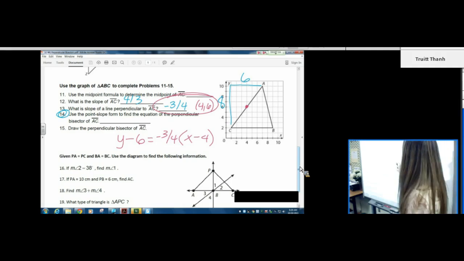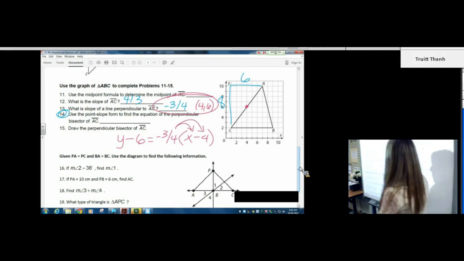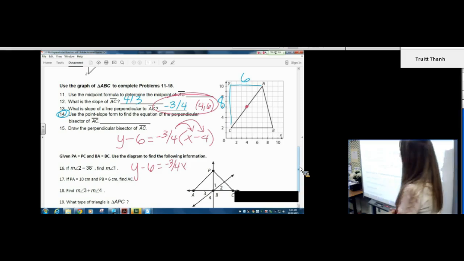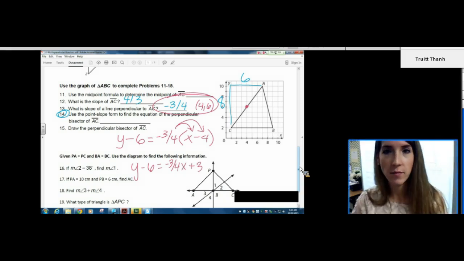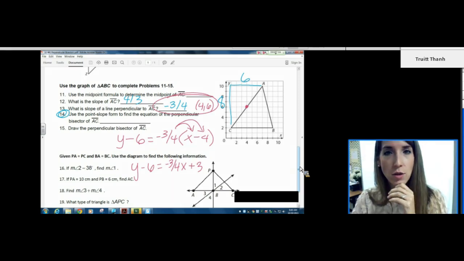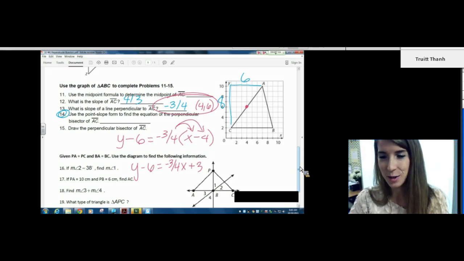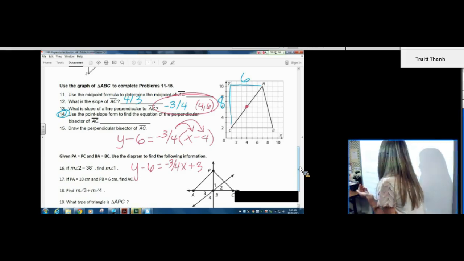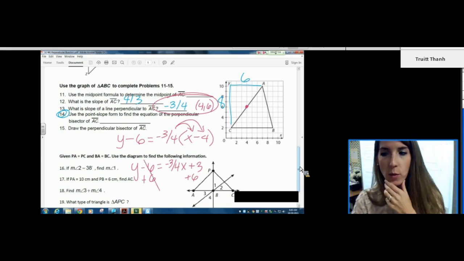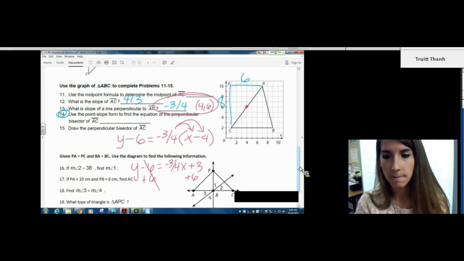All right, let's distribute. Y minus 6 equals -3/4 x plus 3. How in the world did I get plus 3? Well, the negatives cancel. Negative times negative is a positive. And the 4's cancel. That 4 is in the denominator, and the other 4 is in the numerator. So they cancel, and all you're left with is 3. Add 6 to both sides. And there's how you get y equals -3/4 x plus 9.